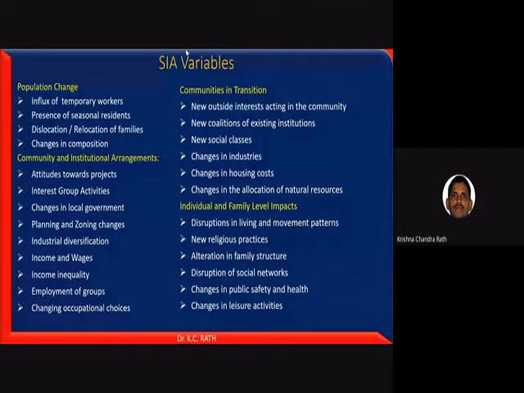Then communities in transition include outside interest, new social class, change in industries, change in housing costs, etc. And individual level: disruptions in living and movement patterns, new religious practices, and changes in leisure activities, etc.